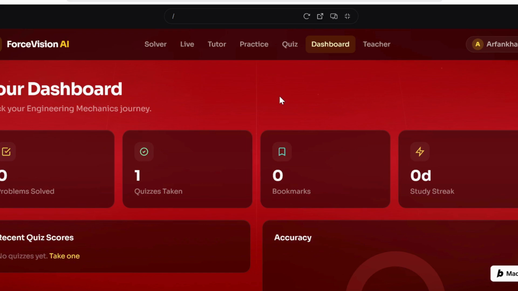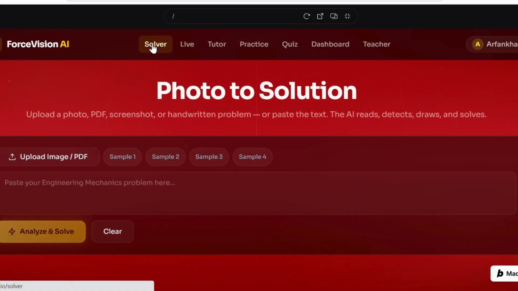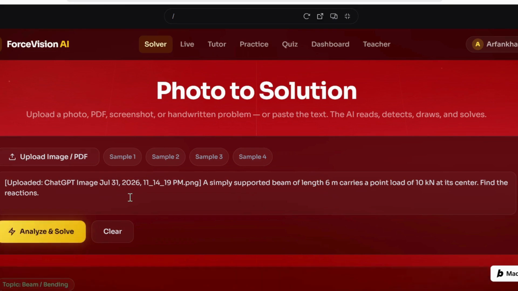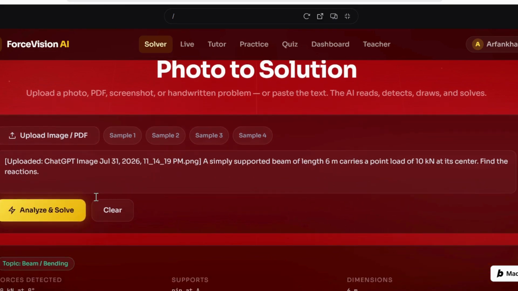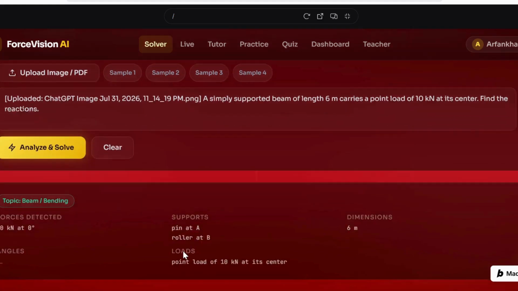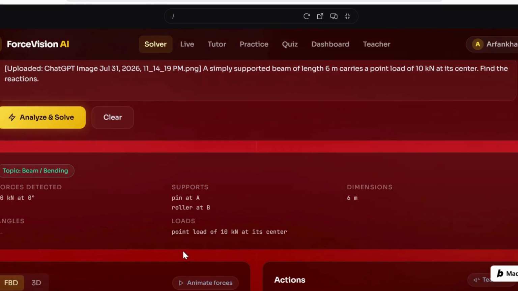So straight away we are going to see about this app, and first the option will be the solver. You have to upload an image of a problem. You have an image and you have to give analyze and solve. As you can see, the solution was generated.